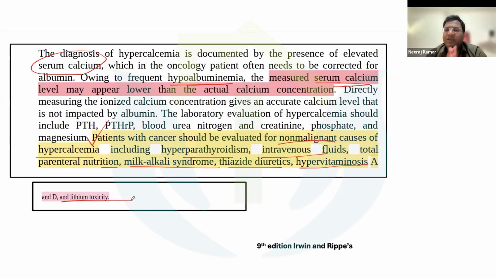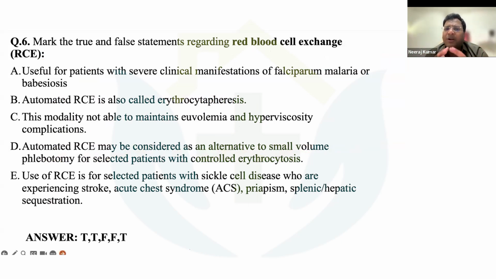But meanwhile, you have to think of the various non-malignant causes which can give rise to your hypercalcemia as well. Now, coming to the important aspects about red blood cell exchange. There is a term known as red blood cell exchange, or RBCE. You have to write which are the true statements and false statements for this RCE.